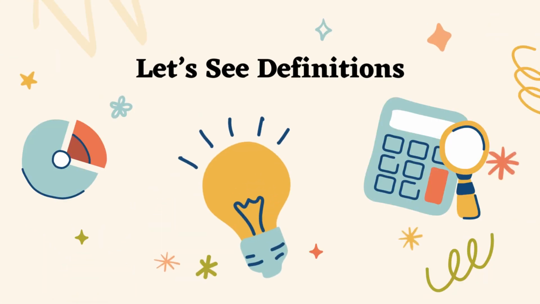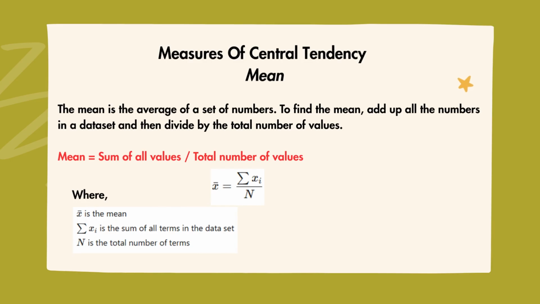Let's see definitions. Let's talk about the mean, one of the most common measures of central tendency. The mean is the average of a dataset and represents its central value. It is calculated by adding all the values and dividing by the total number of observations.